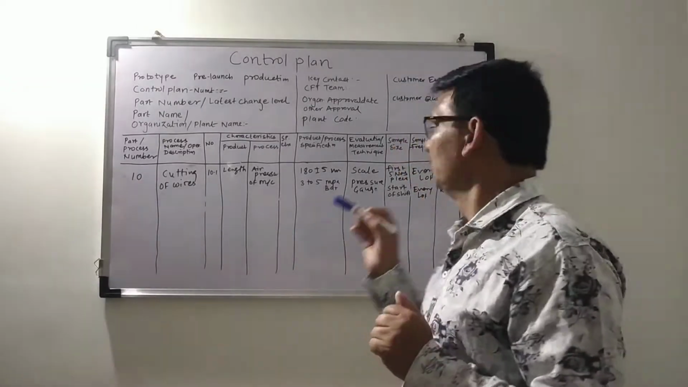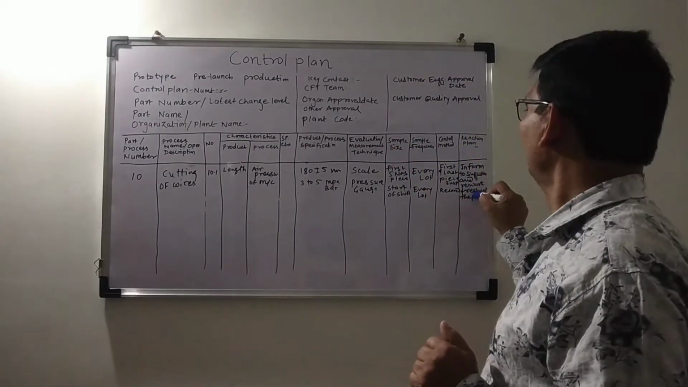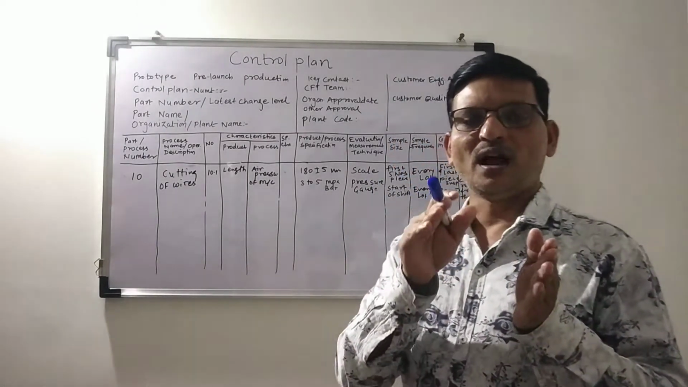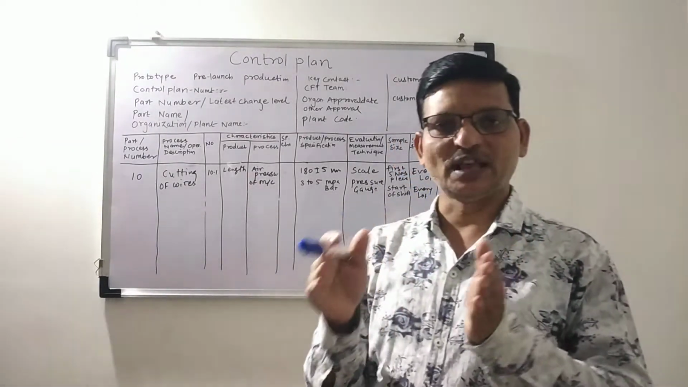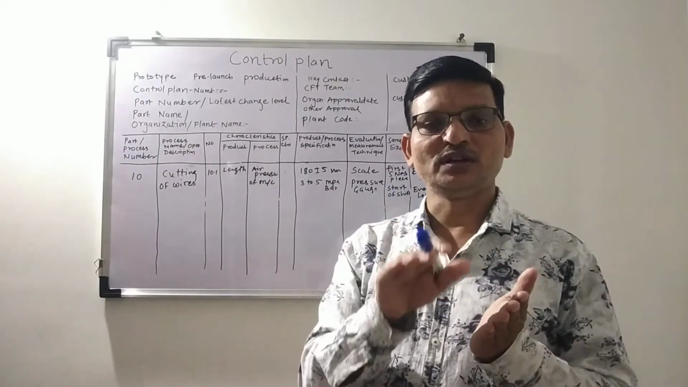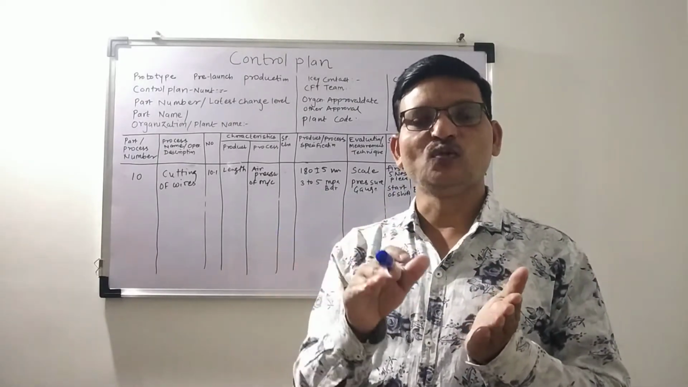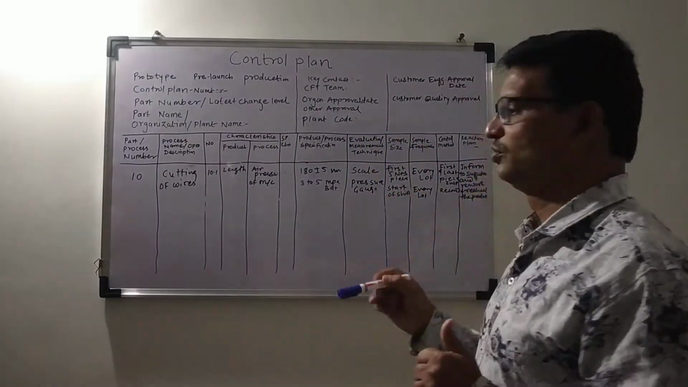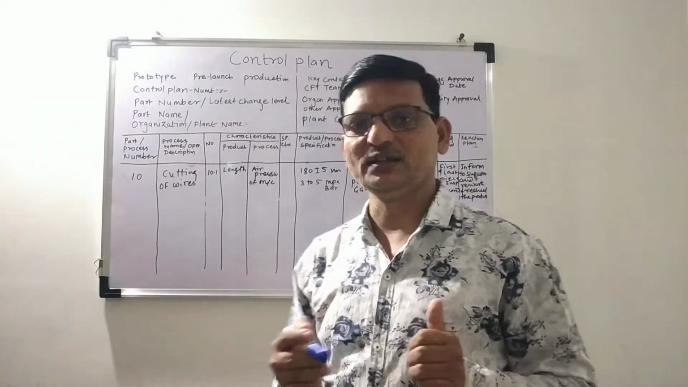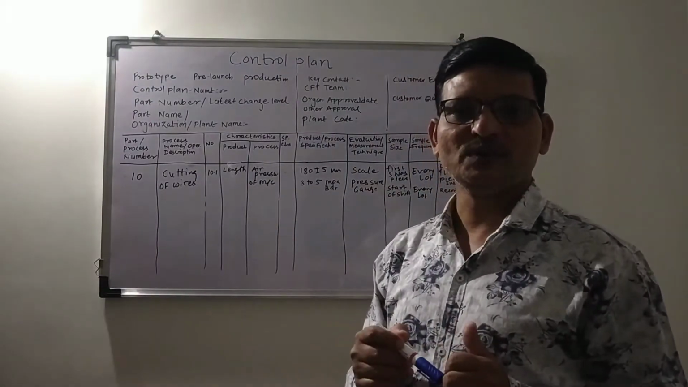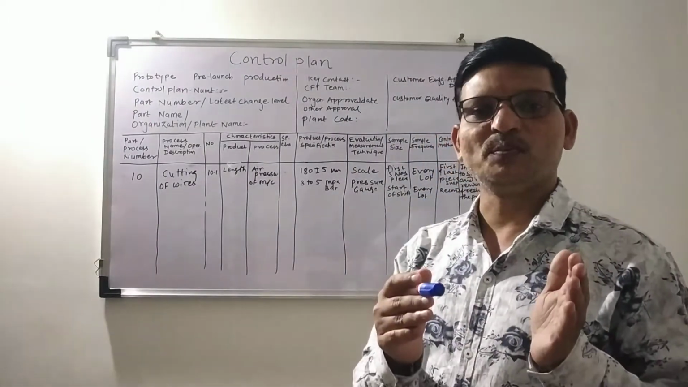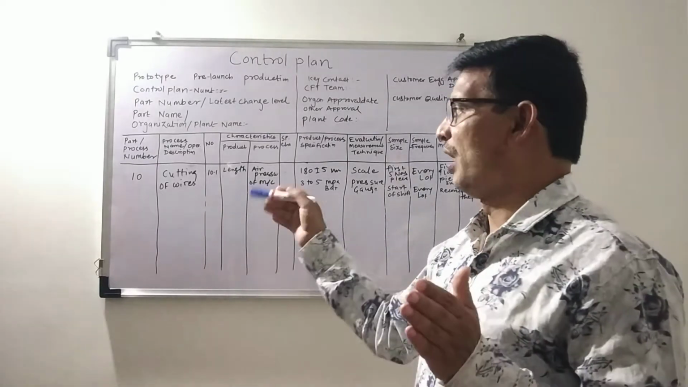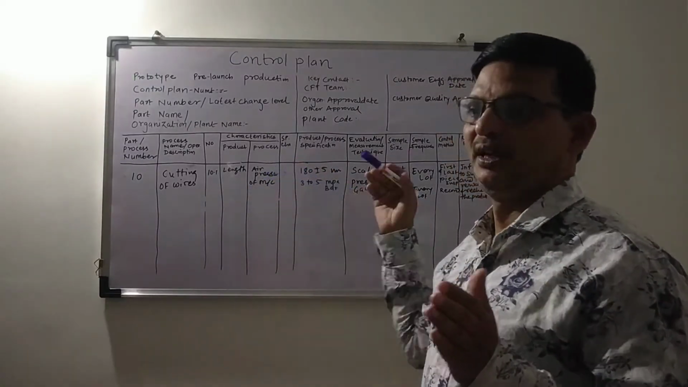After that, next, reaction plan. In reaction plan it is clearly mentioned what to do if any incident happens or any non-conformance is found. That will be mentioned in the reaction plan. So we are starting one example of a control plan that will elaborate how the control plan will be made.